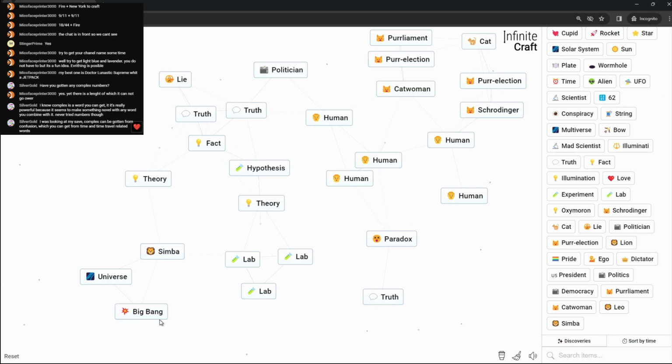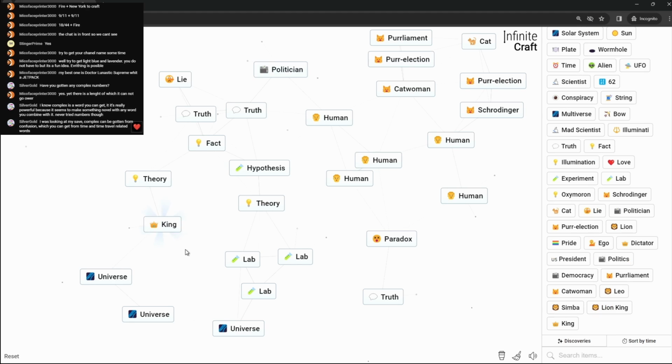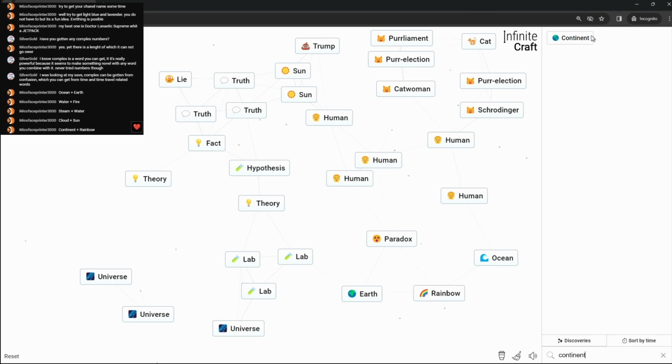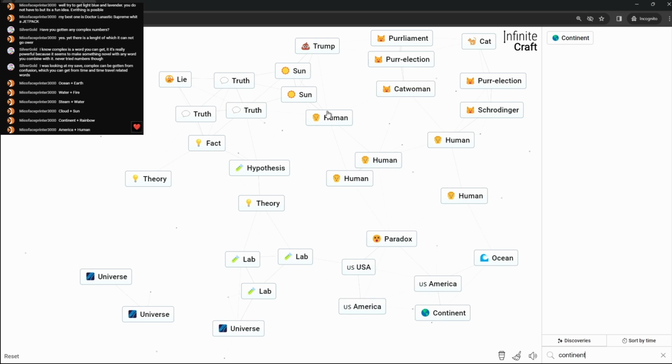Simba plus Big Bang. Lion King. Oh, I'm gonna get Disney. Lion. King? Politician plus... Okay. Trump. What about Trump plus cat? Continent plus rainbow. America! What's America combined? Just America. America and Earth? USA. USA and America? America plus human. US president. US president in America? Just gives us Trump.